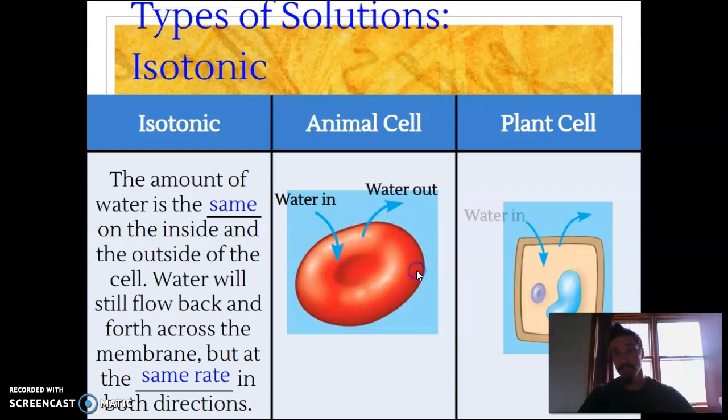Now notice, in both the animal and plant cell, these cells look okay. Again, we're in a state of equilibrium, right? Via osmosis, water is diffusing out and water is diffusing in for both cells. And the cells look healthy. All is well. Now, we're going to see a different story in the other 2 solutions.